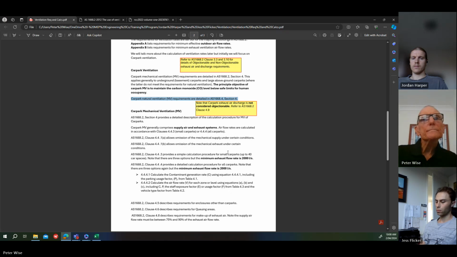So let's have a look at Section 4. AS 1668 Part 2, Section 4 provides a detailed description of the calculation procedure for mechanical ventilation of car parks. Generally, it comprises supply air and exhaust air systems, and airflow rates are calculated in accordance with clause 4.4.3 for small car parks, or 4.4.4, which is all car parks, including small car parks. But 4.4.3 just gives you a simple procedure for a small car park.